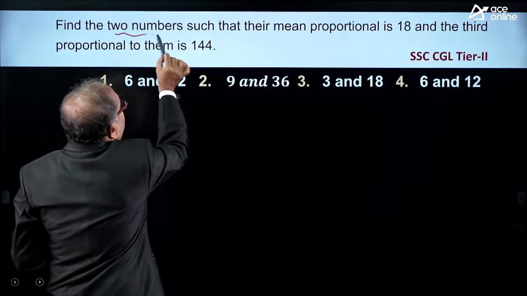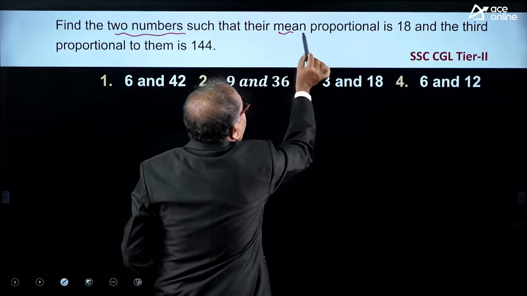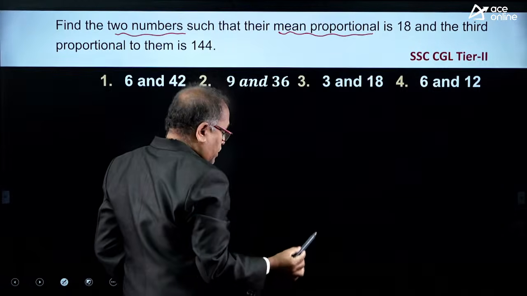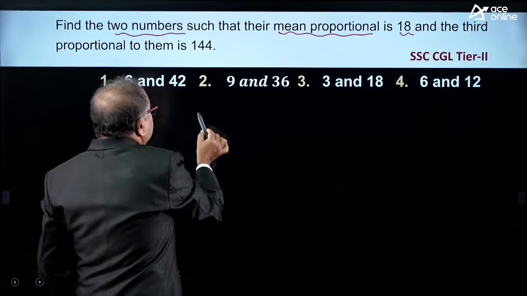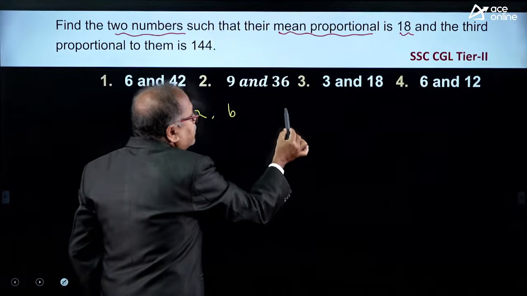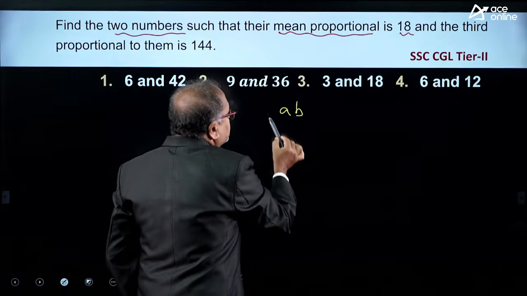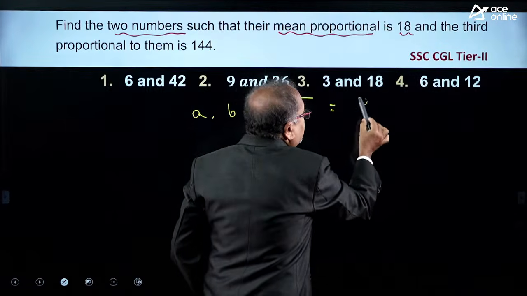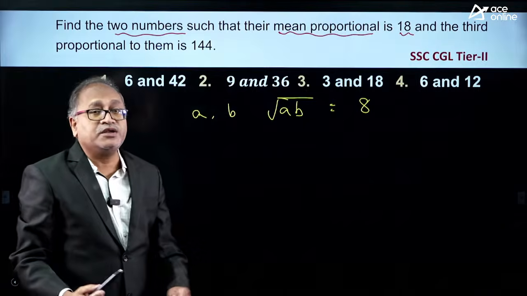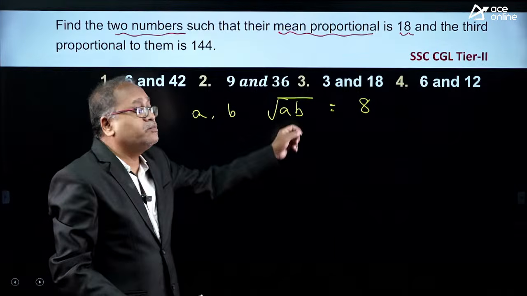Find the two numbers such that their mean proportional is 18. Two numbers, that is A and B. The mean proportional of A and B is nothing but the square root of A into B, which is given to us. So we are getting square root of A into B.